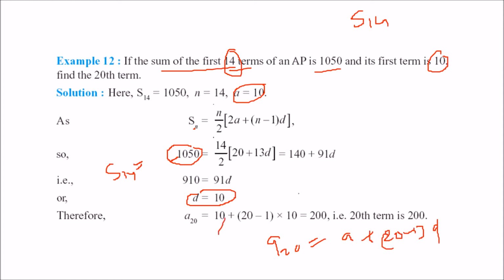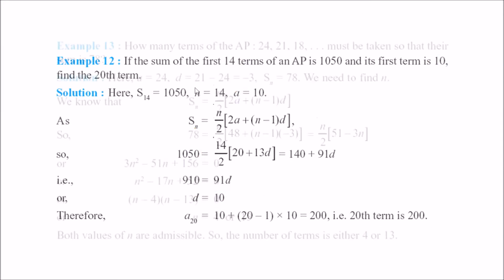So a is known, 10, and d we just found out is 10. Just place it here. 20 minus 1 is 19d, so the answer would be 200.